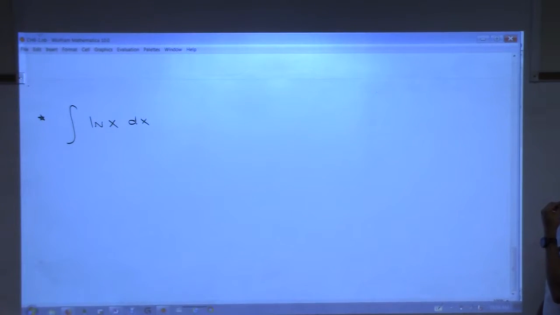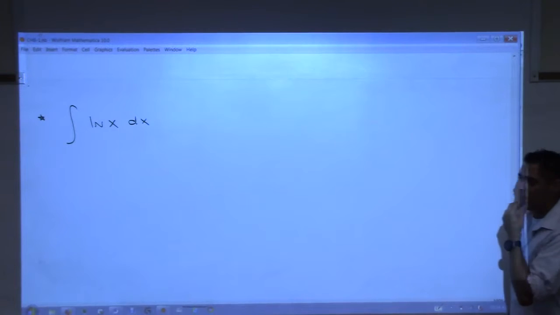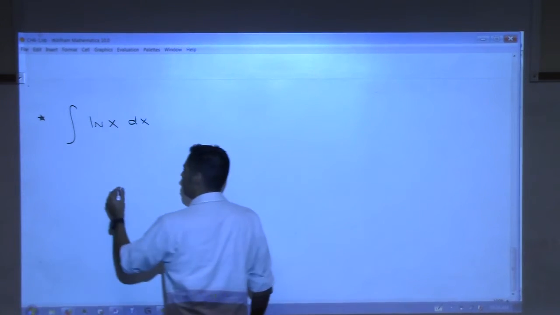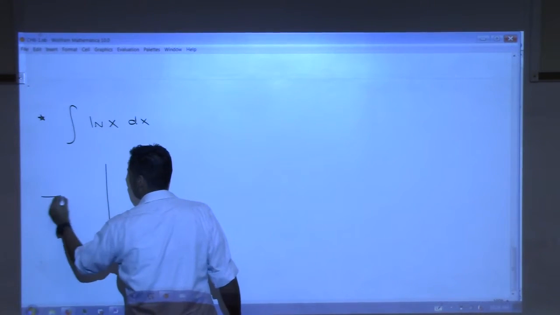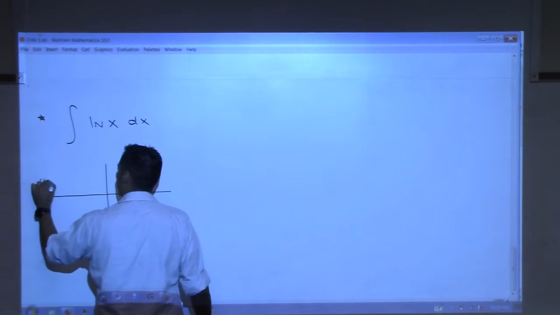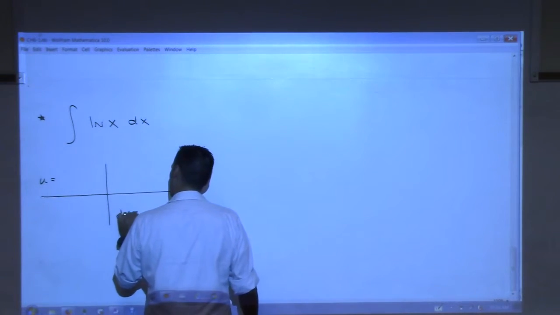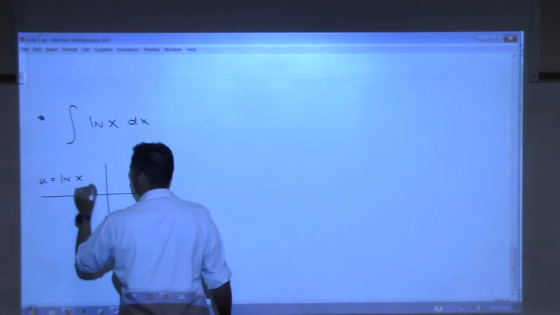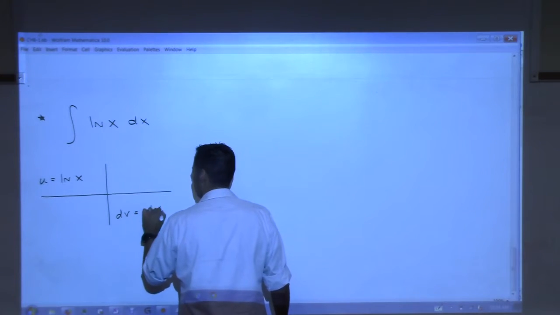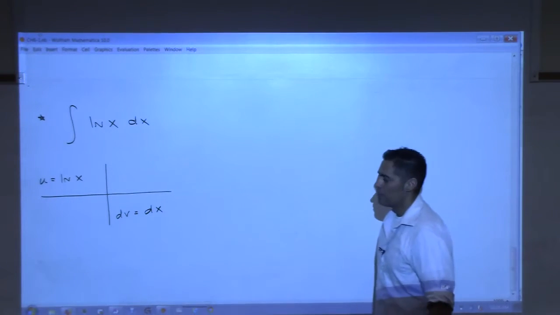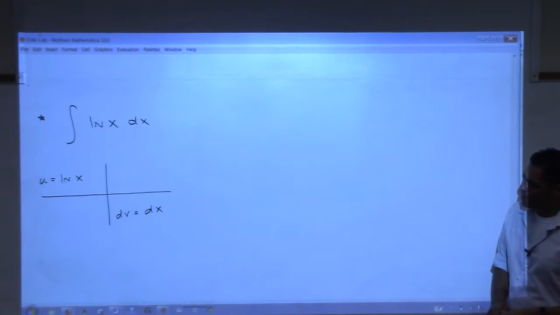So what are we going to do? Integration by parts, probably, right? Well, if you do that, you're going to have to choose something to be u and something to be dv. So what do you got? Natural log x has to be the u, right? And the dv has to be the dx. So I think we can handle this.